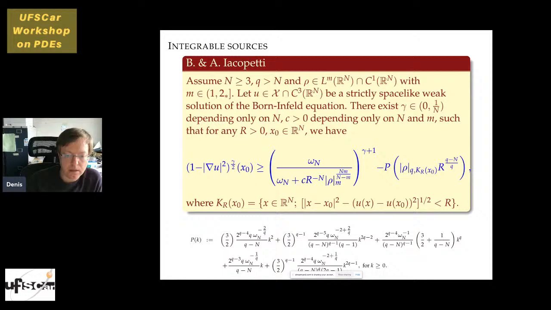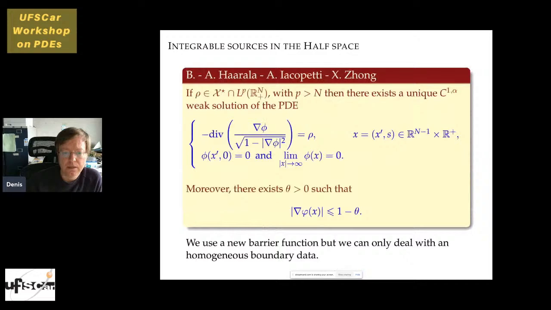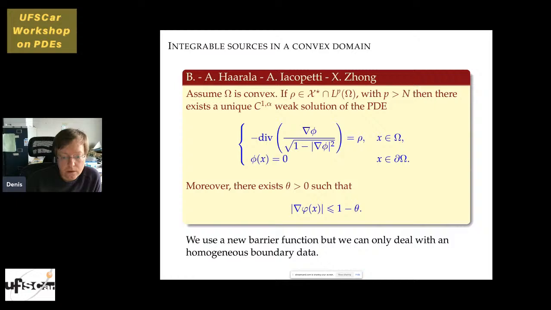Now, what we have been able to do next, we have been in contact with Axeli Ahala and Xia Zong. They are both from Finland, from Helsinki. And we proved that, in fact, we can also manage L^p data in a half space with zero on the boundary. And again, we have this kind of regularity result. We were also able to deal with a convex domain. So if we put zero on the boundary of a convex domain, then we can prove W^{2,p} regularity for this equation.